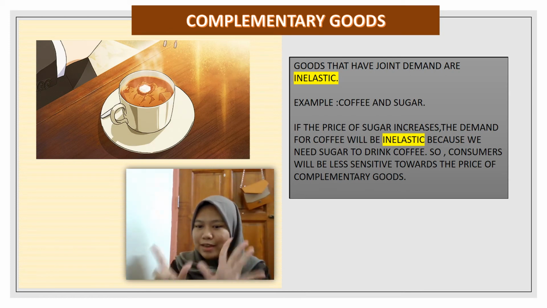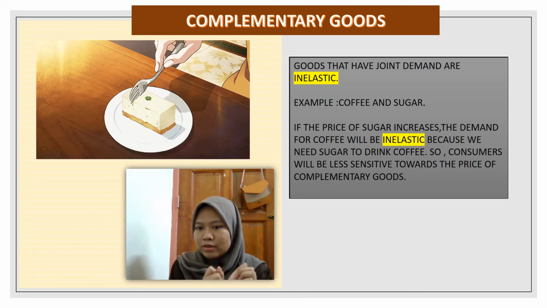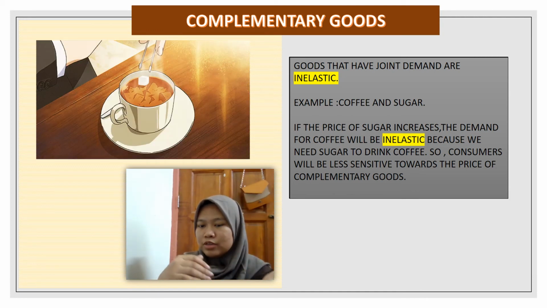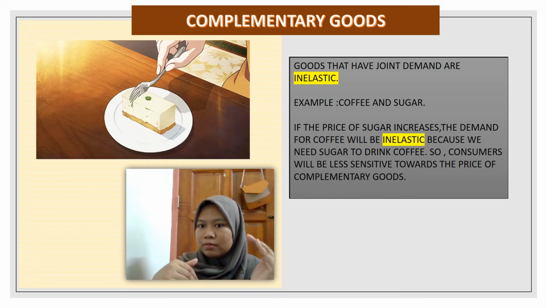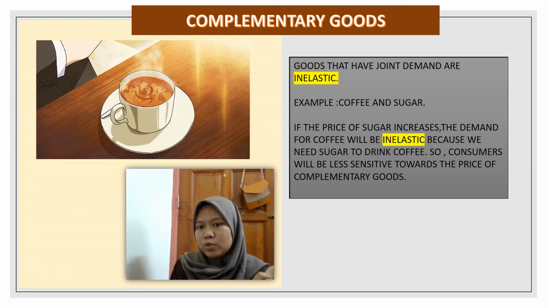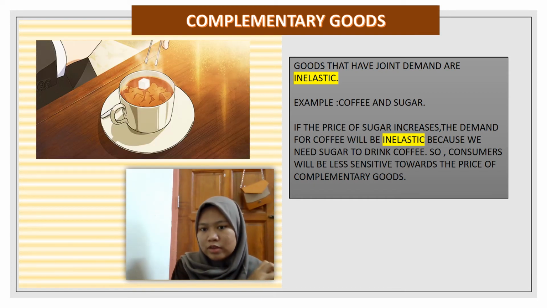Point number 7 is complementary goods. Complementary goods, for example, are coffee and sugar. Goods that have joint demand are inelastic, so if the price of sugar increases, the demand for coffee will be inelastic because we need sugar to drink coffee, so consumers will be less sensitive towards the price of complementary goods.